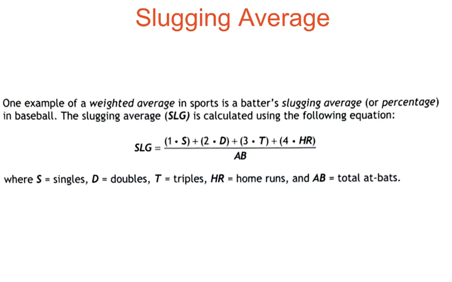The next type of weighted average is called the slugging average in baseball. The slugging average is the amount of singles plus the amount of doubles plus the amount of triples plus the amount of home runs, all with their respective weights based on how many bases you touch. So a single is 1 base, a double is 2 bases, a triple is 3 bases, a home run is 4 bases, divided by the total number of at-bats.